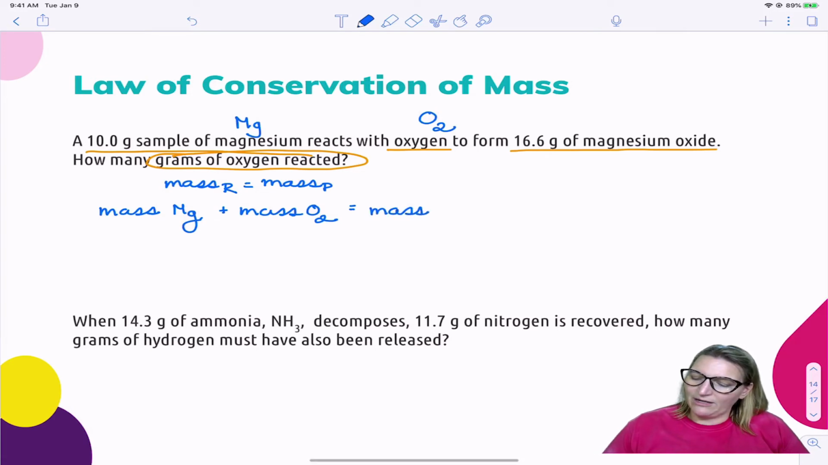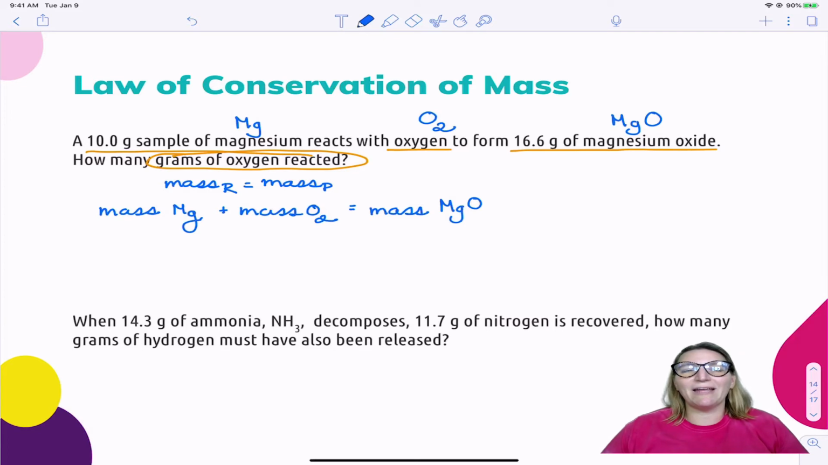And in the question, I can see that the mass of the product is magnesium, or is the chemical magnesium oxide. Again, you won't know the formula for that quite yet. Just write out the words magnesium oxide, no problem.